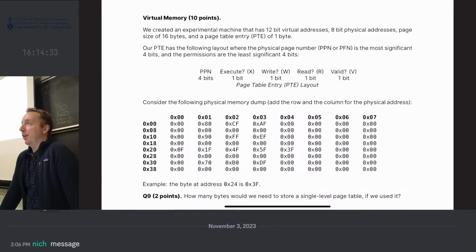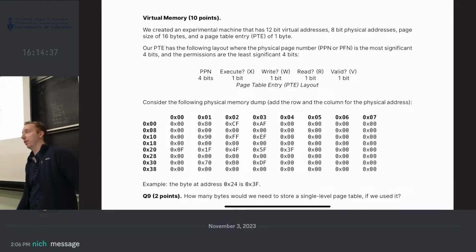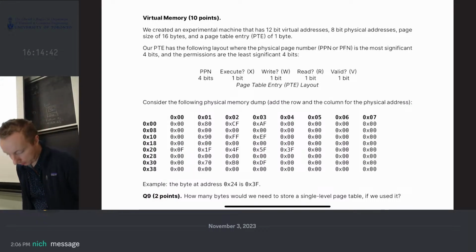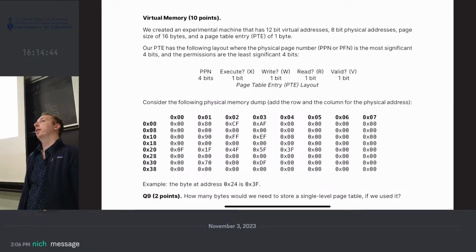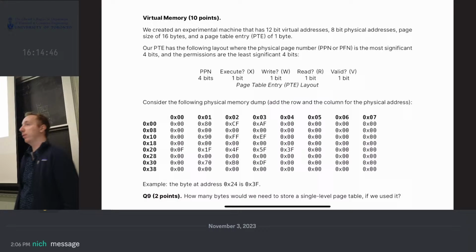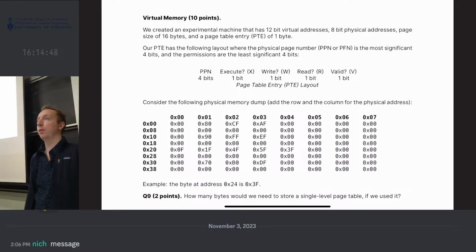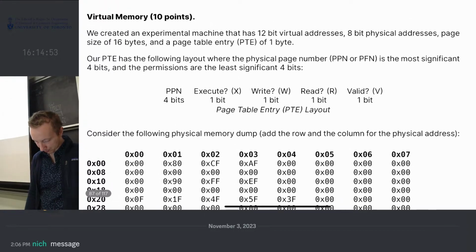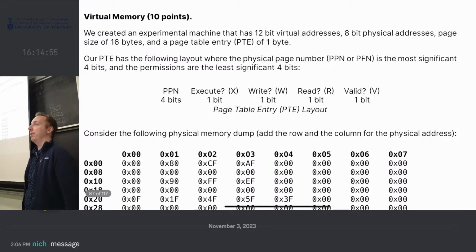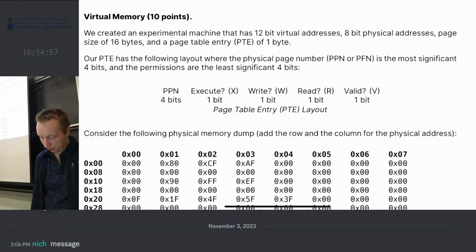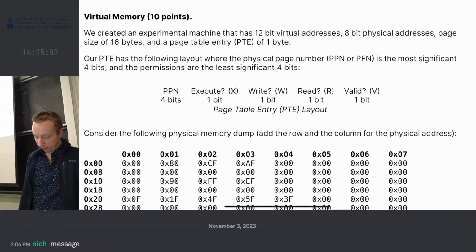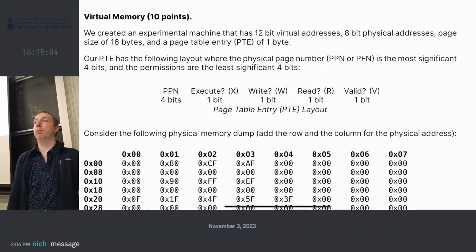You can go and look at the final for 353 as well, and the final for 111 if you want. Some of the questions are going to be valid for you. So this is from the 353 final exam, and there's a virtual memory question which you should be able to do, so you might not have seen this yet. So we can do this. We created a very silly machine. This silly machine has 12-bit virtual addresses, 8-bit physical addresses, and a page size of 16 bytes.